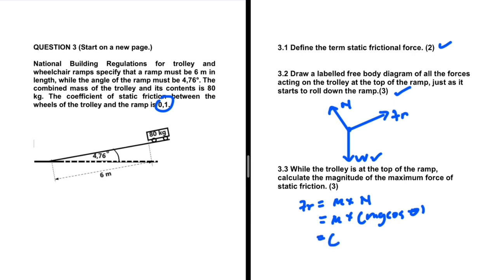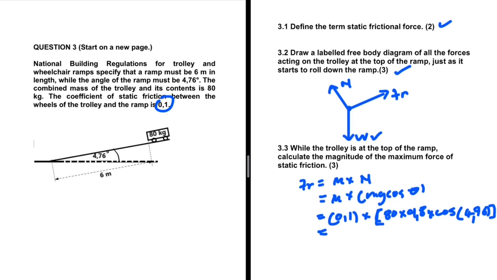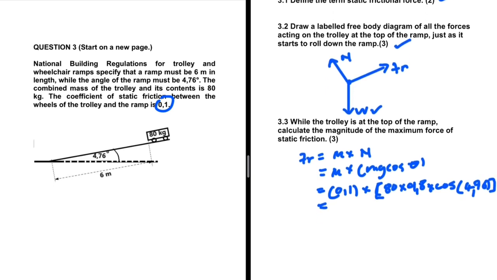The coefficient is 0.1 multiplied by the normal force. The mass is 80 kg, gravitational acceleration 9.8, multiplied by cos of 4.76 degrees. Now it's just a matter of putting that in your calculator and you should get 78.13 newtons.